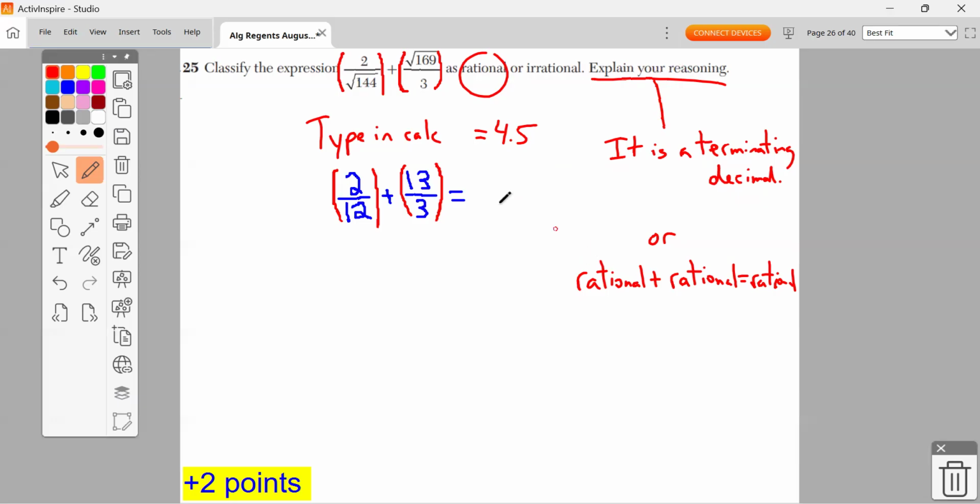Or they also accepted, because this is a fraction, it's rational. Because this is a fraction, it's rational. So if you add together a rational plus a rational, you will always get a rational number.